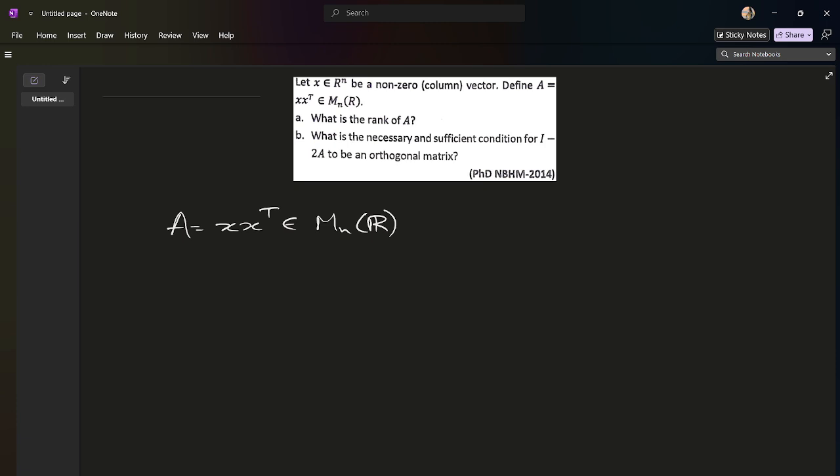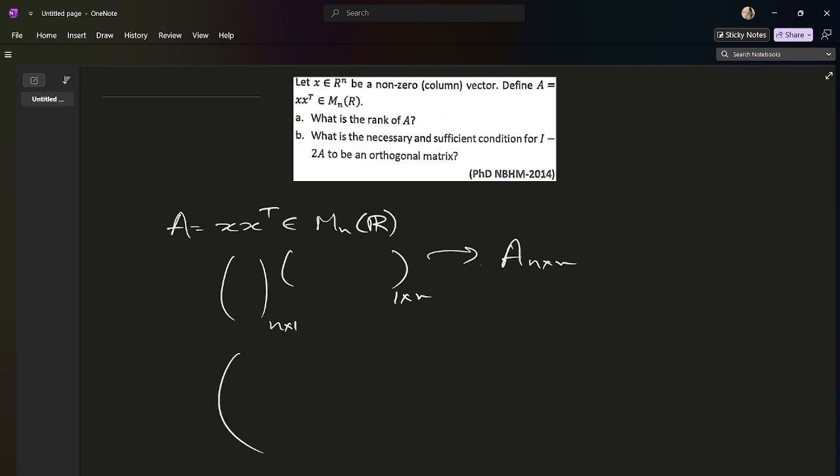As x is a column vector and x transpose is a row vector, this is n cross 1 and this is 1 cross n. So A is an n cross n matrix with real entries.